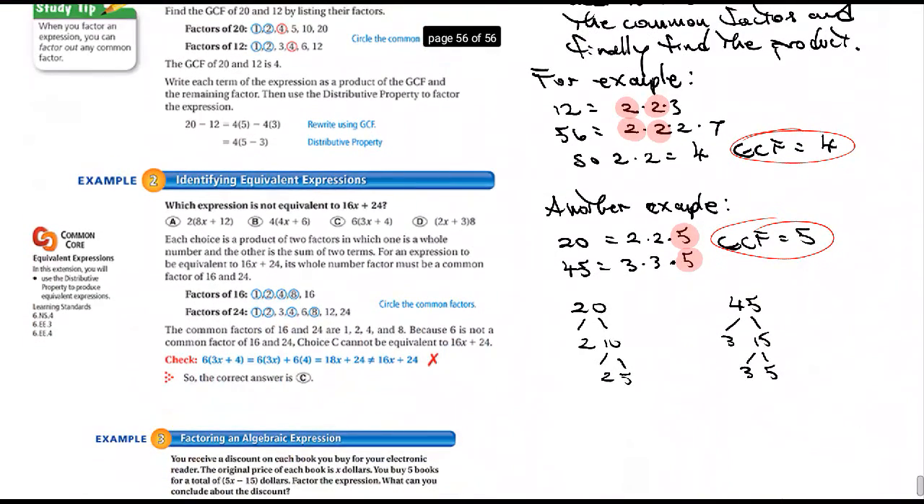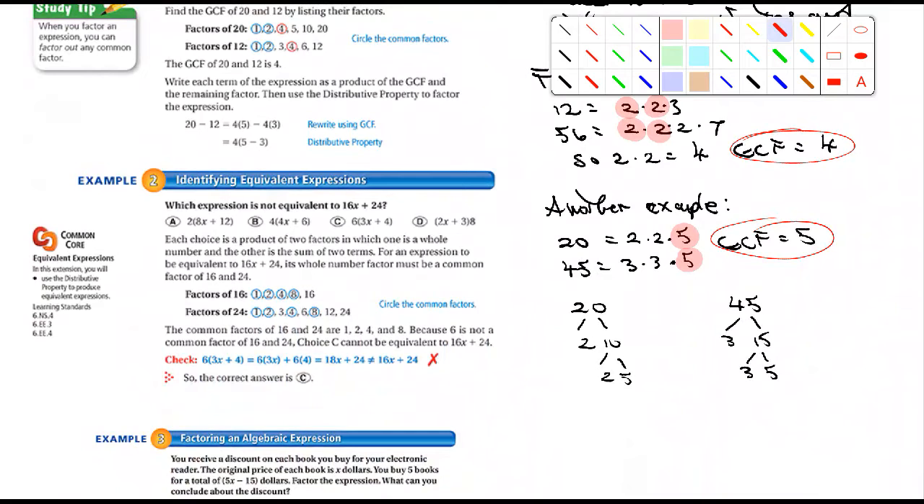All right, another example. How about 20 and 45? Going back to what Miss Ryan had mentioned, I broke down 20. It's 2 and 10, 2 and 5. So it's 2, 2, and 5. And then I did 45. I put 3 and 15, and then 3 and 5. So again, I listed them here, 3, 3, and 5. And they both have a single factor, which is 5. And so the greatest common factor of 20 and 45 is 5.